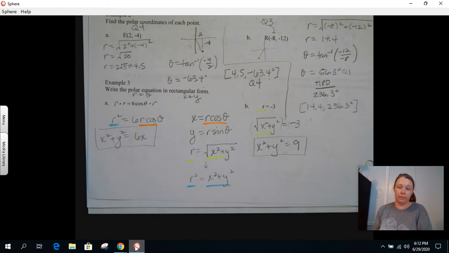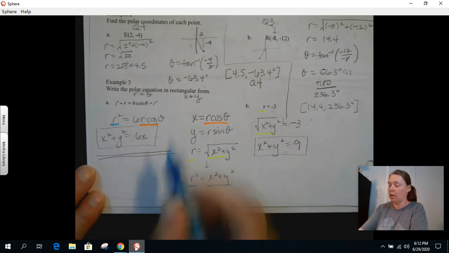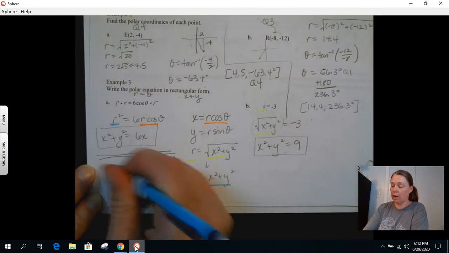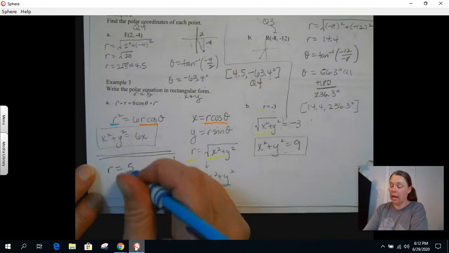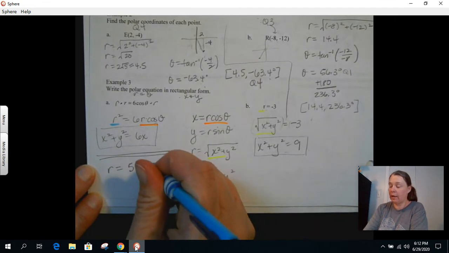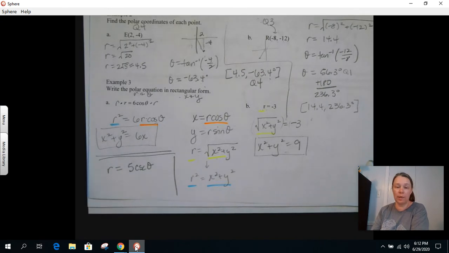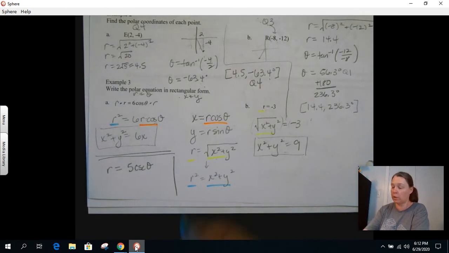Sometimes they just are. You might have something like, let me make up another one, r equals 5 times the cosecant of theta. And you might look at that and say, well, what am I supposed to do with that? There aren't any cosecants up here.